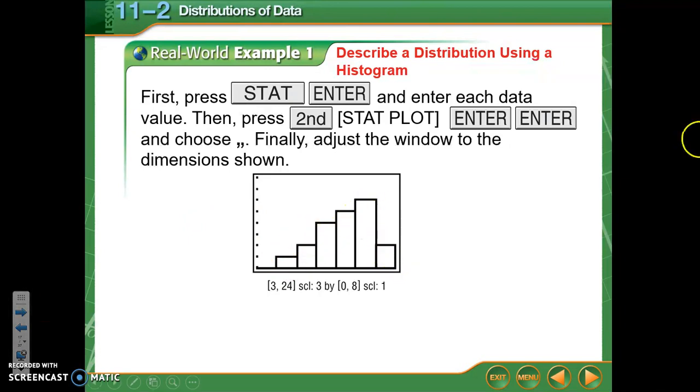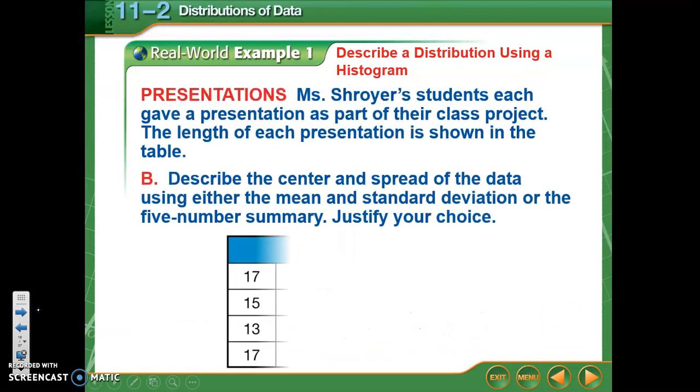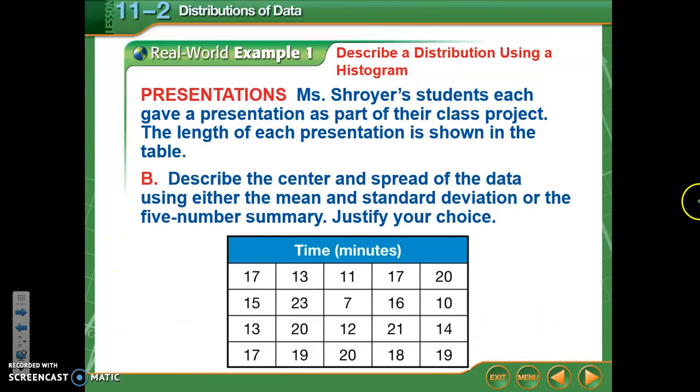So here's the histogram that they got from their graphing calculator. You can see that the majority of my data are on the right-hand side, so my distribution is negatively skewed, right? My tail is coming off to the left, or to the negative side, so we call that a negatively skewed distribution. All right, part B, we're going to describe the center and spread of the data, and I have to choose whether I'm going to use mean and standard deviation or the 5-number summary.